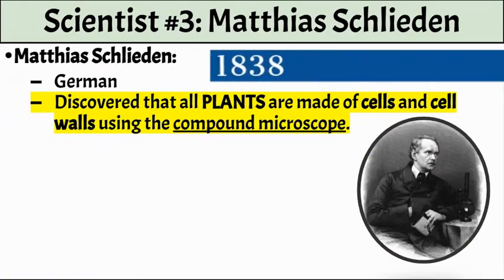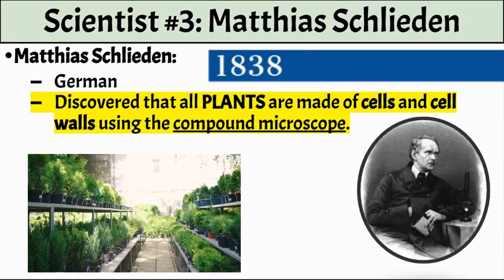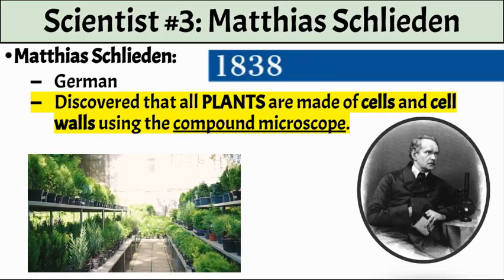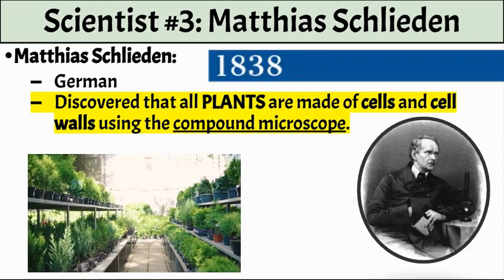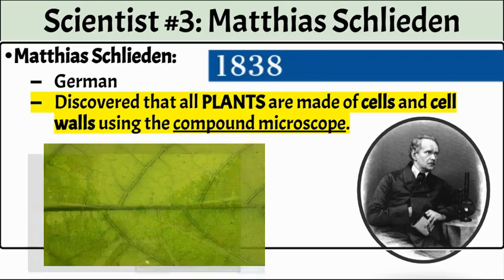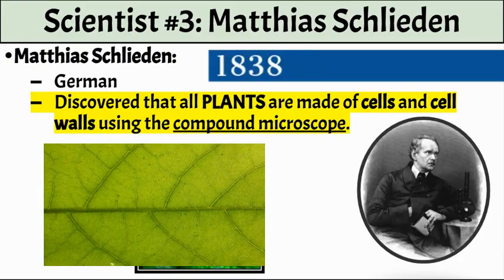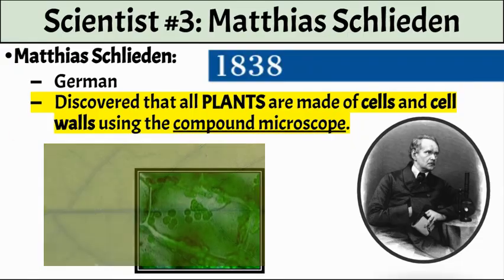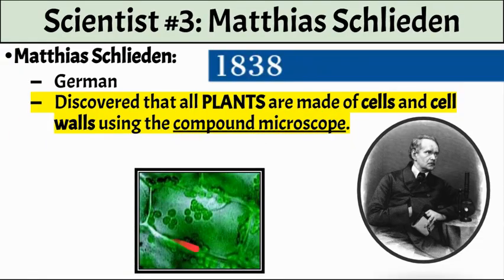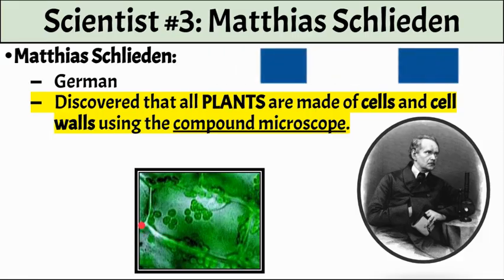150 years later, 1838, we've got Matthias Schleiden. He's German, and he was a botanist, and he loved all his plants. And he realized that plants are made of cells and cell walls. He used a compound microscope. That's a microscope that has 2 lenses, so you can actually look up a lot closer. And you'll see here's like this rectangle shape. That is the shape of a plant cell.